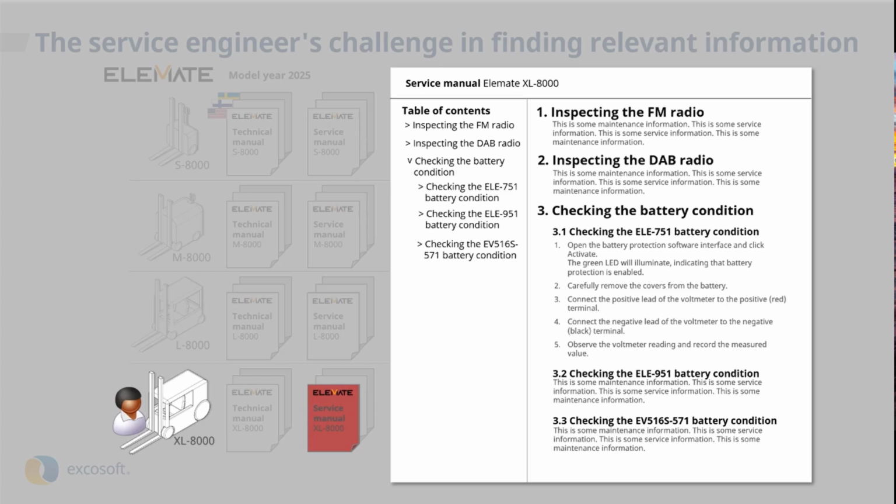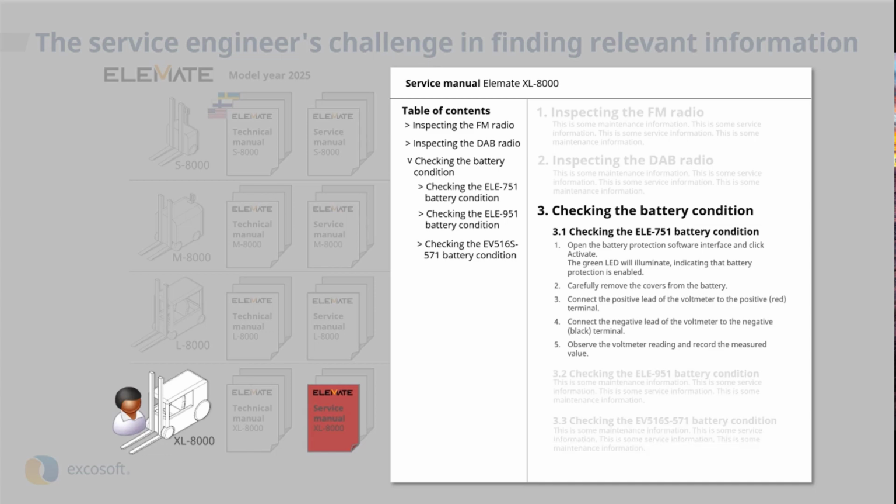Perfect. And this could be a PDF or HTML publication online. He looks at the table of contents, or he does a free text search, and he finds a couple of pages. He looks at them and says, this is not relevant, not relevant, not relevant. Okay, here it is: checking the ELE 751 battery condition. Perfect, this is the instruction I need. So he starts to read to comprehend, and it says the green LED will illuminate because battery protection is enabled. He looks at his forklift here, but there's no green LED. Seems to be a mismatch. The instruction doesn't seem to match the product.